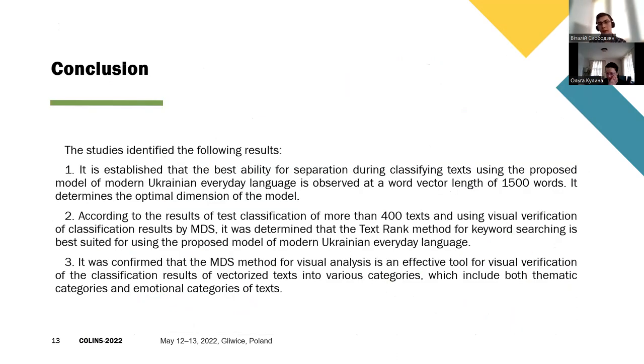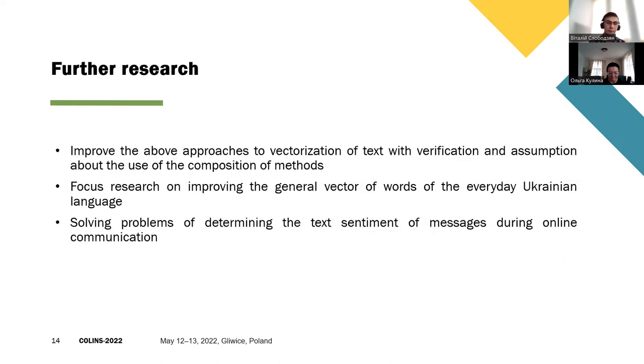As a conclusion of this study, we can identify the following results. It's established that the best ability of separation during text classification is observed with a vector length of 1,500 words. It determines the optimal dimension for the model. According to the results of text classification, it was determined that the TextRank method for keyword searching is the best method for the proposed model. And it was also confirmed that the multidimensional scaling method for visual analysis is an effective tool for visual verification of classification results.